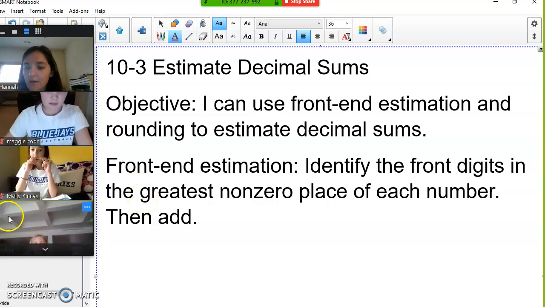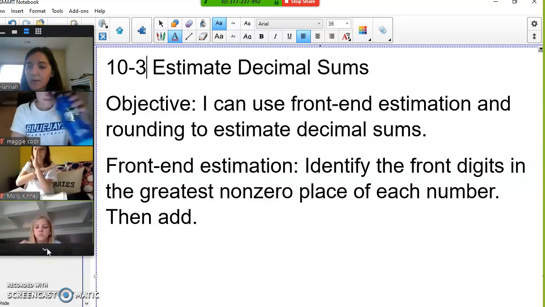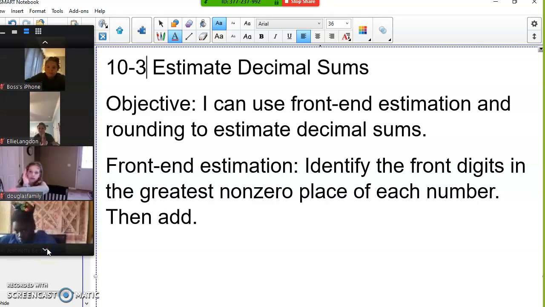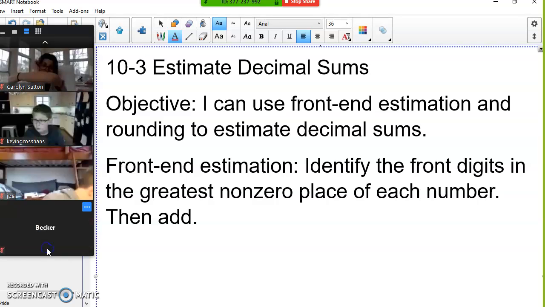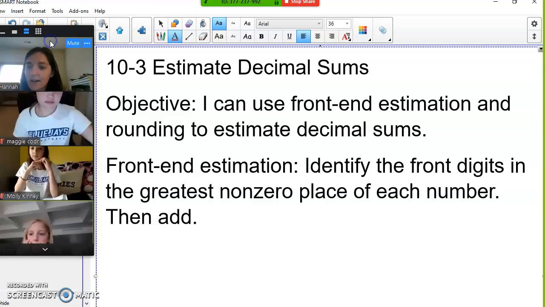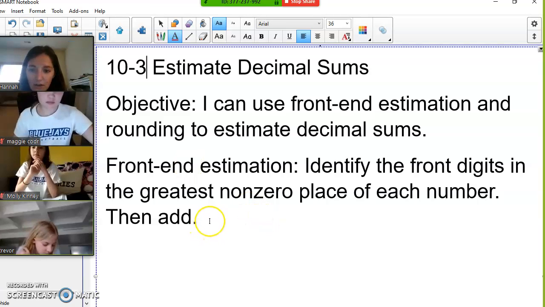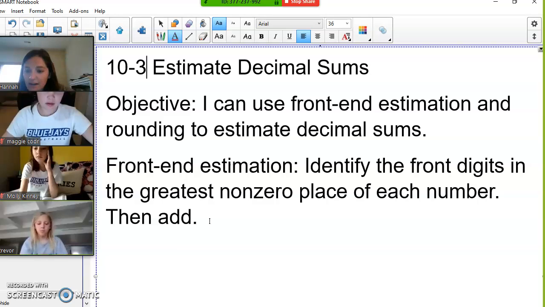Remember, will you show me with your arms, what is a sum? It is an answer to what type of problem? Very good. It is an answer to an addition problem. Very good. All right. So here we go. Let's go ahead and get started.